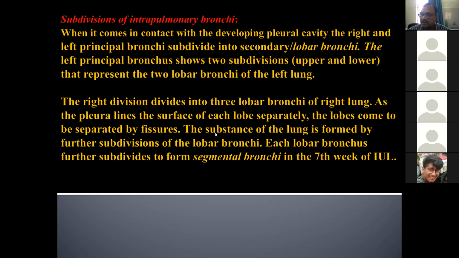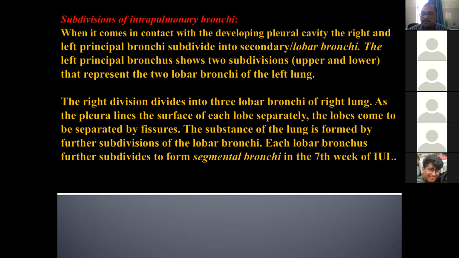The substance of the lung is formed by further subdivision of the lobar bronchi. Each lobar bronchus further subdivides to form segmental bronchi in the 7th week of intrauterine life. So in the 7th week of intrauterine life, further segmentation of this bronchus starts taking place.